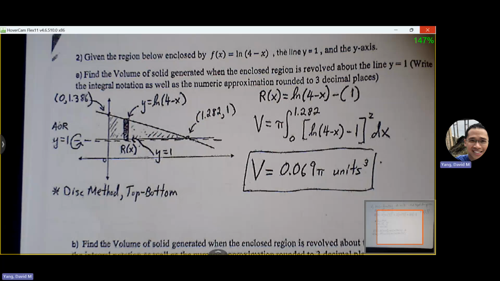So look at how the dotted line is. Where that dotted line is, it's right up against the flat surface of the shaded region. There's no gap. All we need is one radius. This is going to be just disk method for 2A.